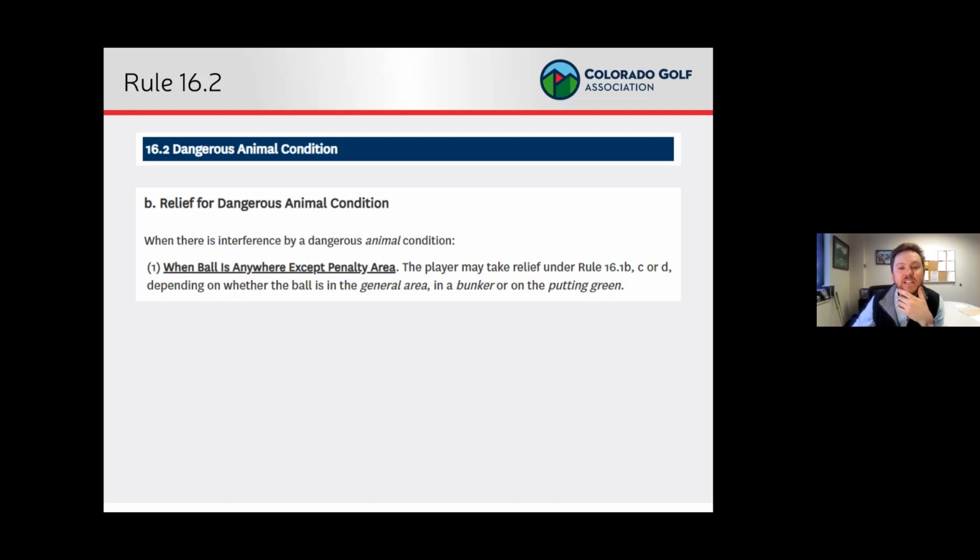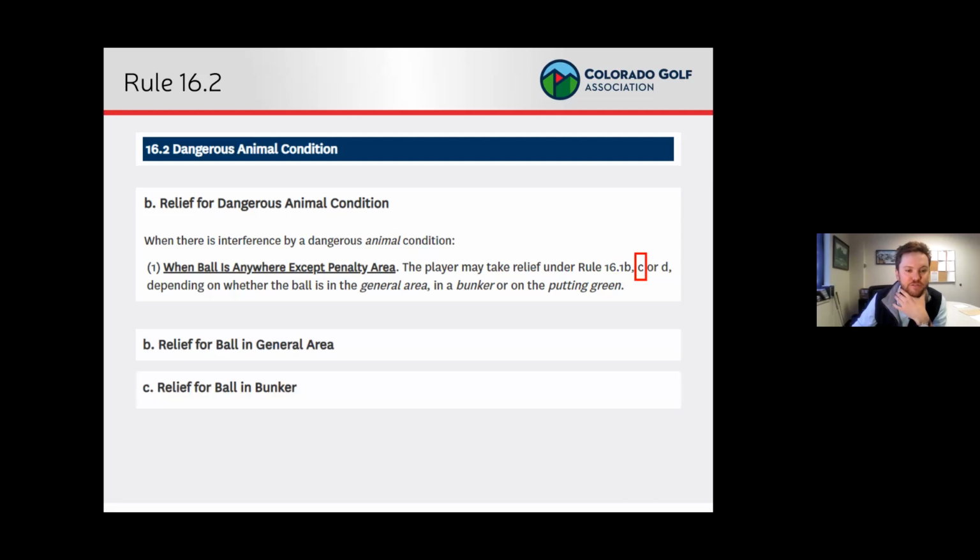But in any case, depending on where your ball is, if your ball is in the general area and you have a dangerous animal condition, you're going under 16.1b. And then if your ball is in a bunker and there's a snake by your ball in the bunker, you're 16.1c, which is dropping the ball in the bunker, or D on the putting green. So very much depends on what area of the course your ball is in. This is, again, anything except the putting green, or I guess teeing area. So again, 16.1b, relief, general area, C, bunker, D, putting green.